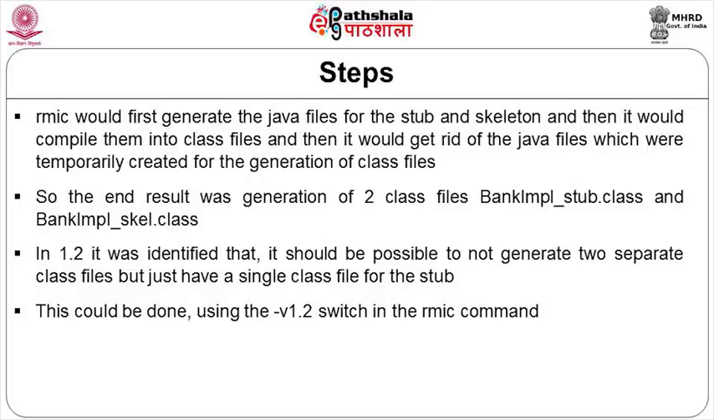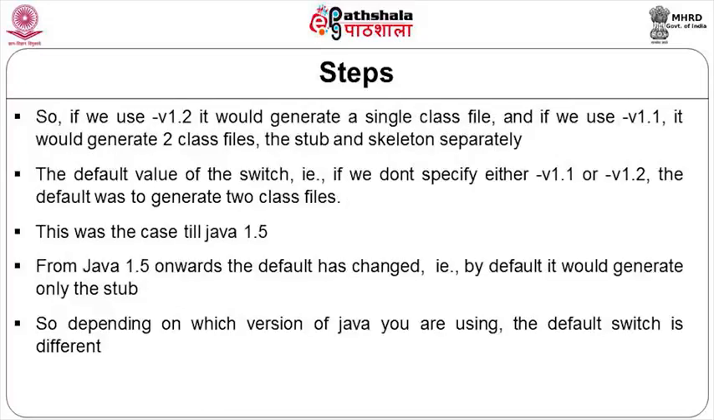But then in 1.2 they said, okay, it should be possible not to go by two separate class files, managing more files. Rather than that, let's just manage a single class file, so we should be generating only the stub class. This can be done with an option they added to the RMIC command, a command line argument called -v1.2. If you say rmic -v1.2, then it would generate a single class file. If you use -v1.1, it would generate two class files, the stub and skeleton separately.